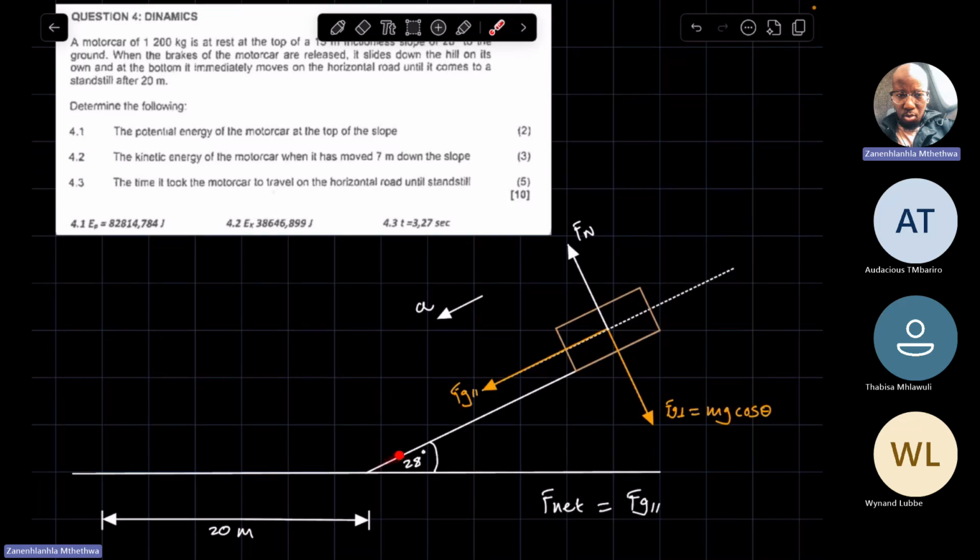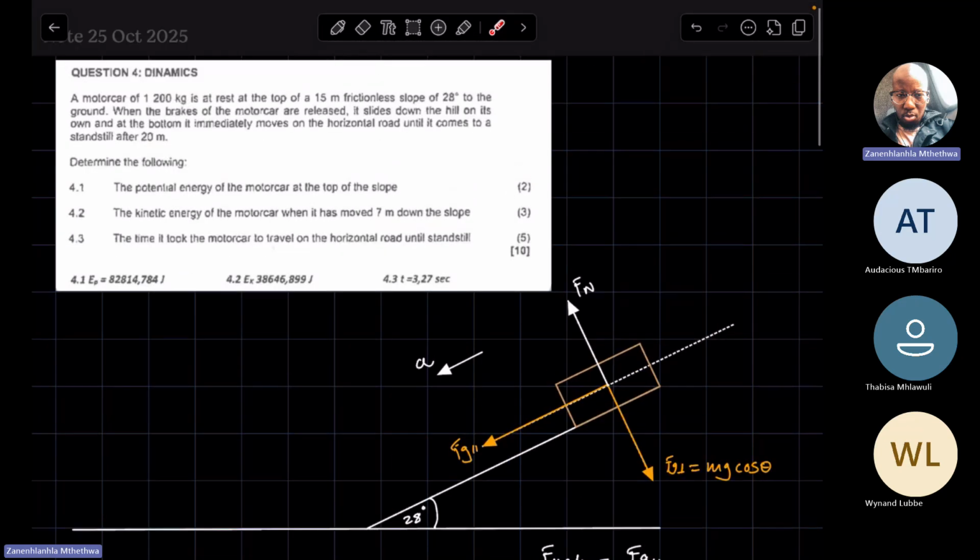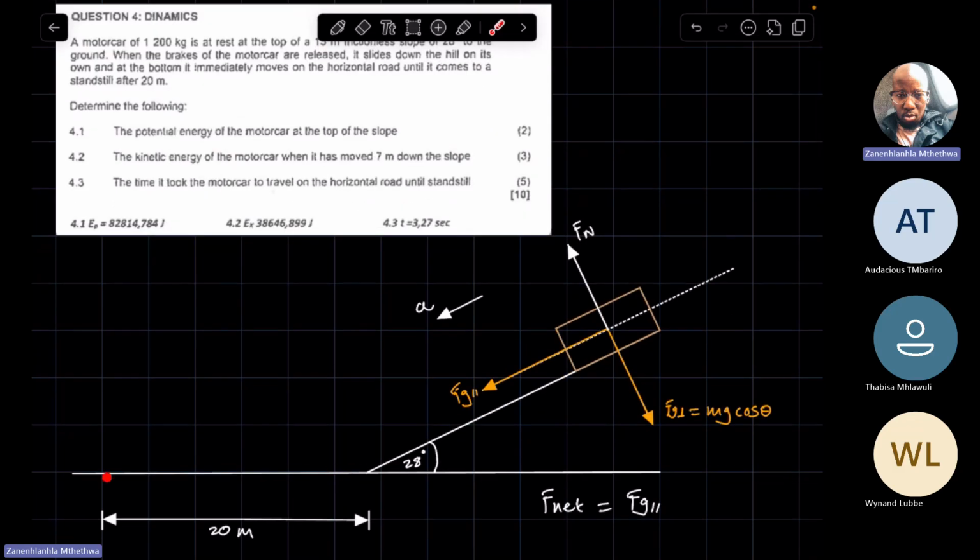Now, we are told that the slope is 15 meters long. So the distance of the slope is 15 meters. The slope angle is 28 degrees. And then we are also told that the horizontal road is 20 meters, because the object takes 20 meters to come to a standstill.